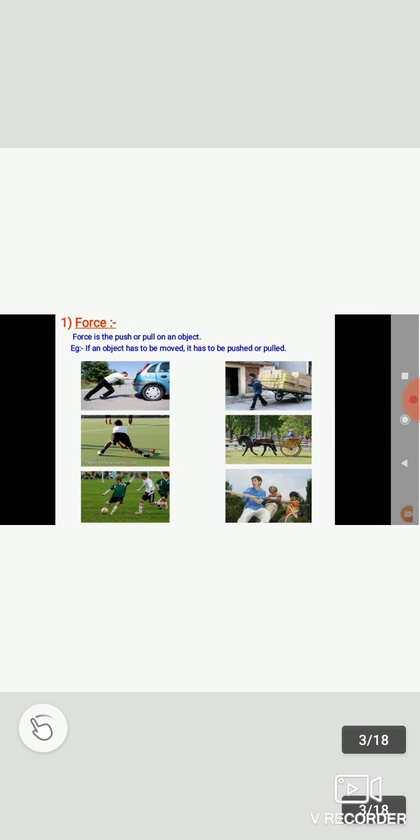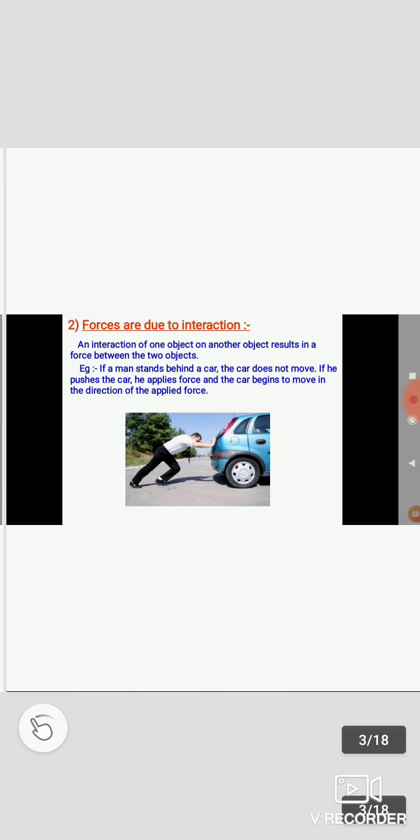First of all, what do you mean by force? Force is a push or pull on an object. For example, if an object has to be moved, it has to be pushed or pulled, as you can see in the pictures given below.